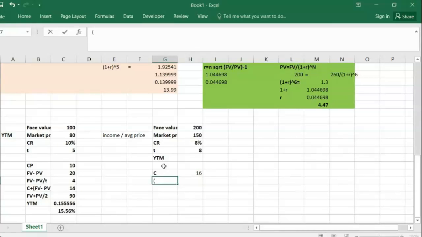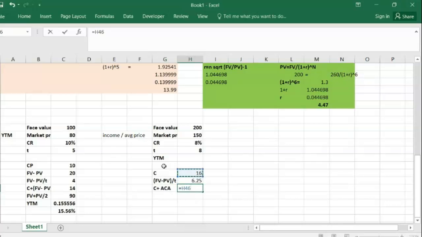Along with that, you take the face value minus the present value divided by T. The face value is 200 rupees minus the present value of 150 rupees, divided by T, the number of years, which is 8 years. So hence 6.25. Both values, the payment you have received plus the capital appreciation, the average capital appreciation.